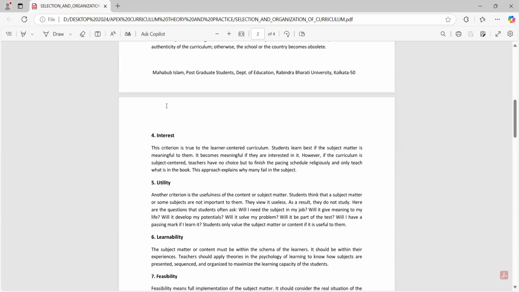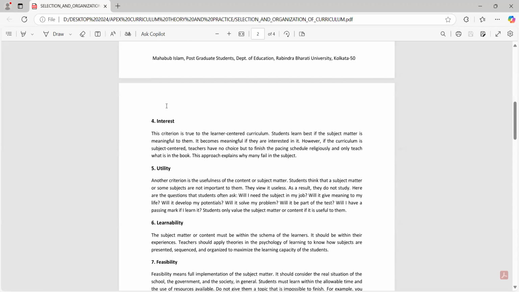Right? Okay. Then the fourth element of the theoretical framework of content selection, that is interest. So I will get one of you to read that paragraph, which is a very small one, and we'll explain it if needed. Who will read?